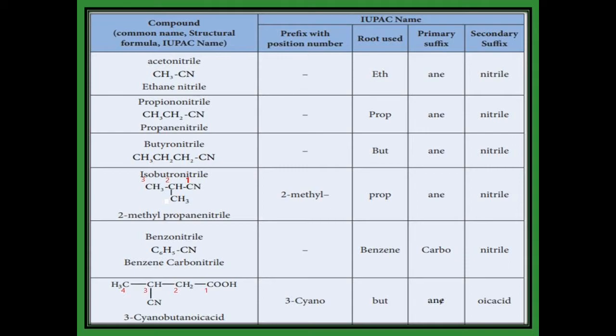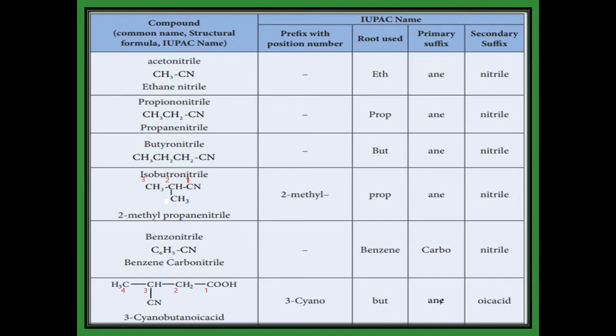The next one, CH3CH2CH2CN, on hydrolysis gives butyric acid, so the common name is butyronitrile. In IUPAC, 4 carbons means but, single bond ane, and the suffix is nitrile, so butane nitrile.